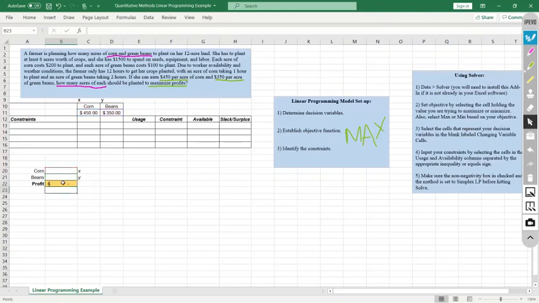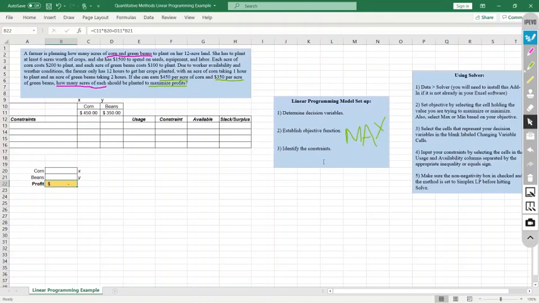Now you can see right now it's a dash, and that's because we don't have any values for our corn and our beans right now, but by the end we will have some value there that tells us how many acres of corn to plant and how many acres of beans to plant. And then they will be input into this formula and give us the final maximum profit that our farmer could potentially earn. And so lastly, we need to identify our constraints.